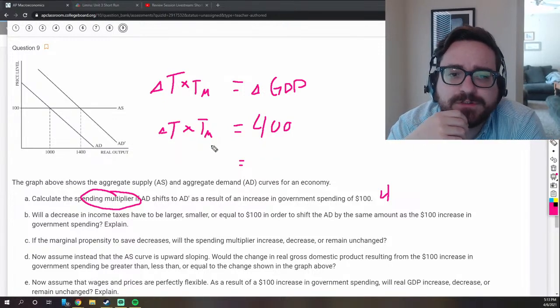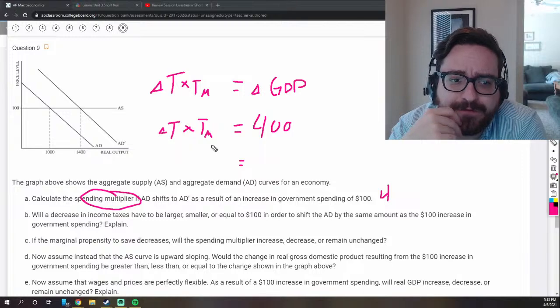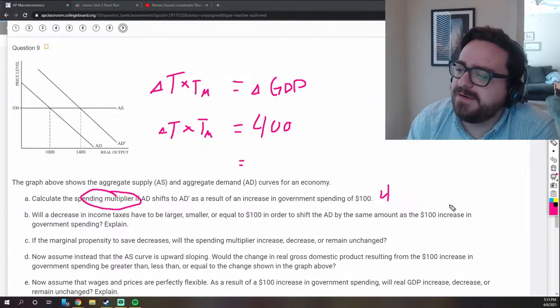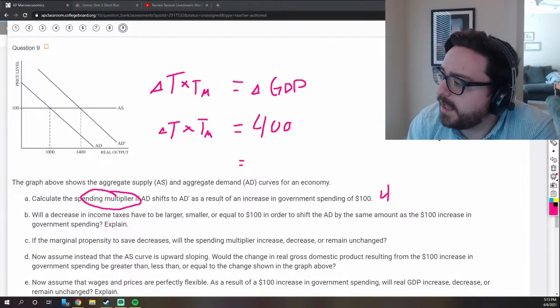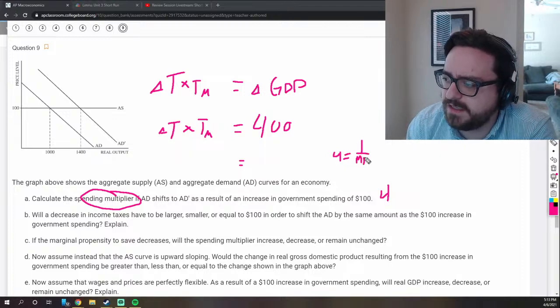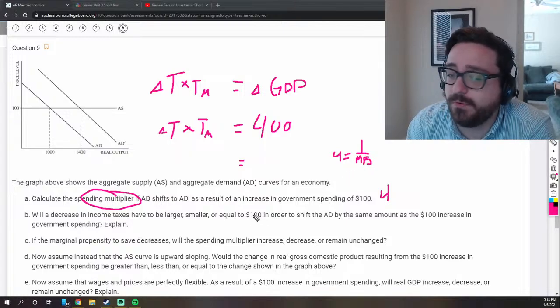Now my tax multiplier is negative MPC over MPS, and technically I didn't figure that out yet, but I can. If my multiplier is 4 and my formula for the multiplier is 1 over MPS, then I'm actually just doing this, which would tell me that my MPS would be 0.25.